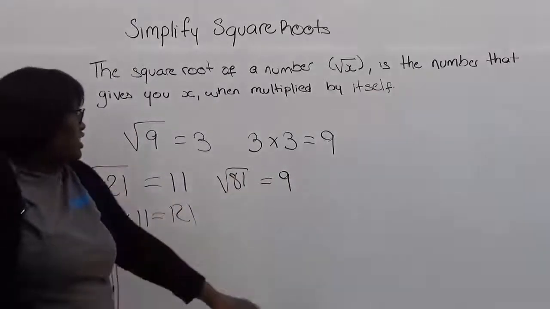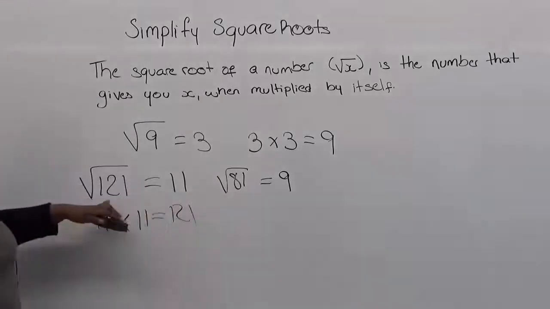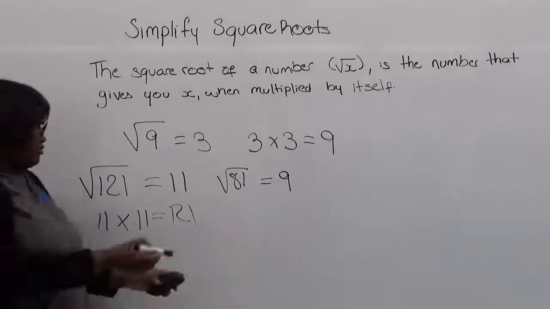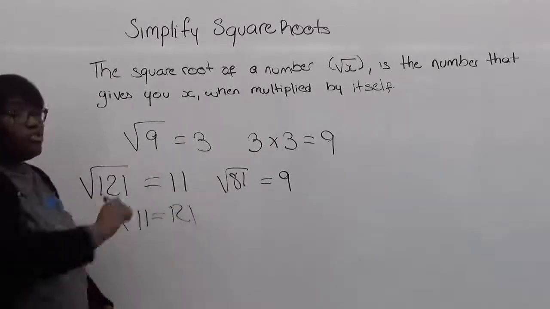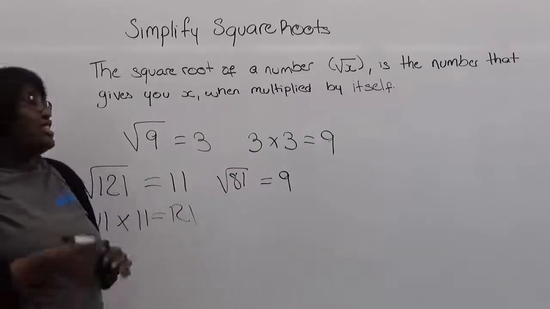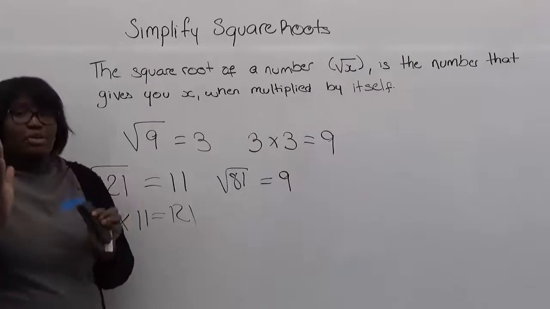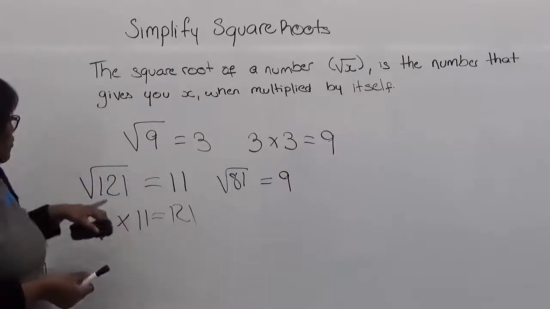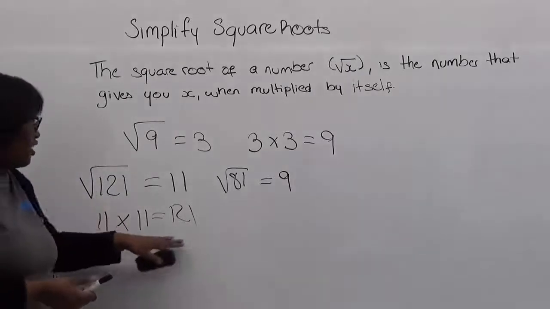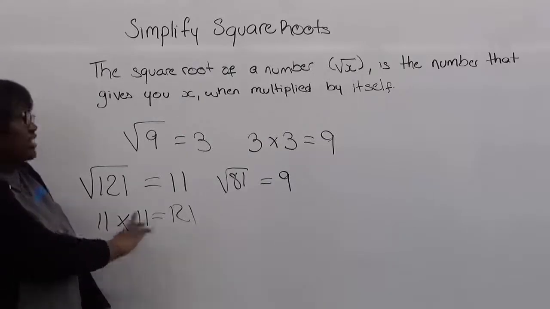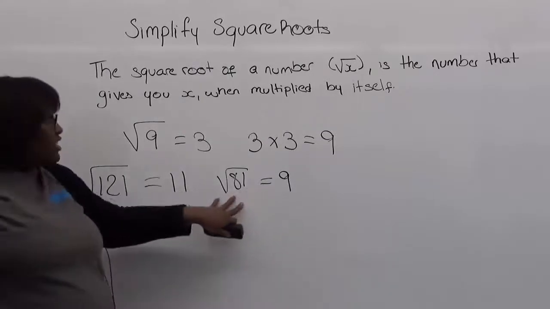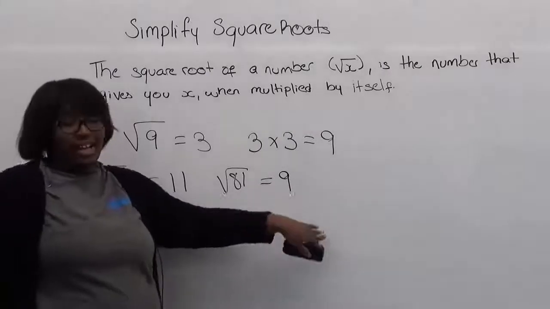Now, these numbers are what you call a perfect square. 121 and 81 and 9, those are perfect squares. A perfect square is a number that is the product of a number being multiplied by itself. So 121 is the product of 11 being multiplied by 11. 81 is the product of 9 being multiplied by 9.